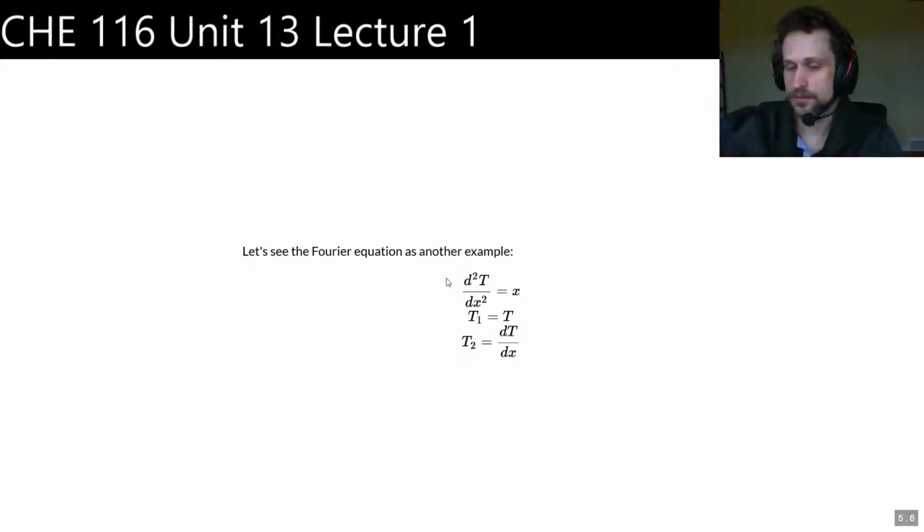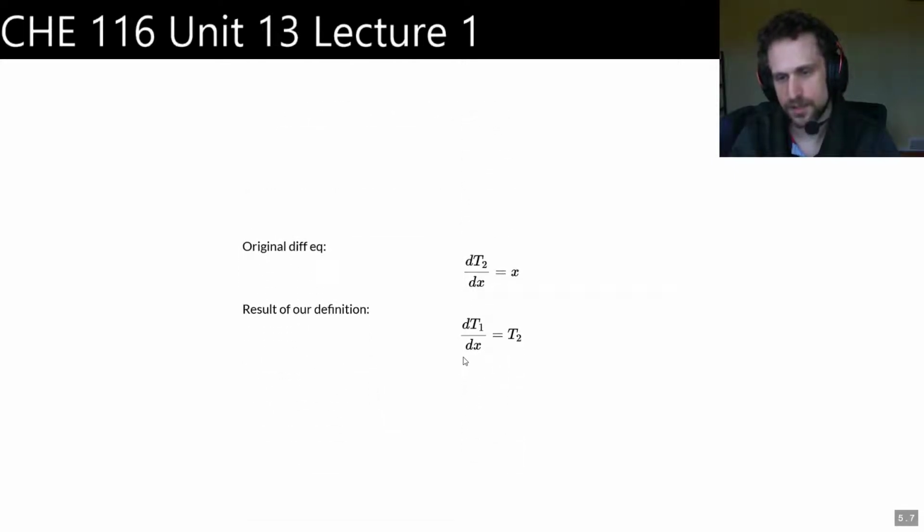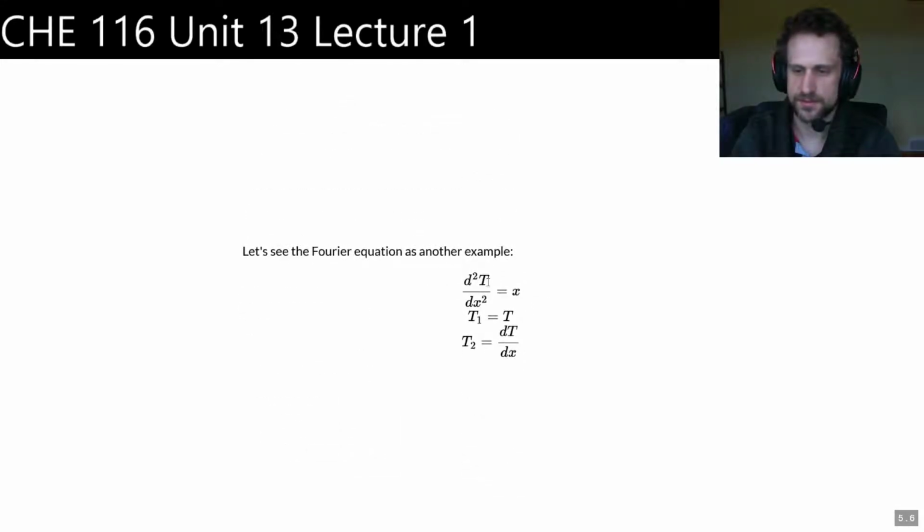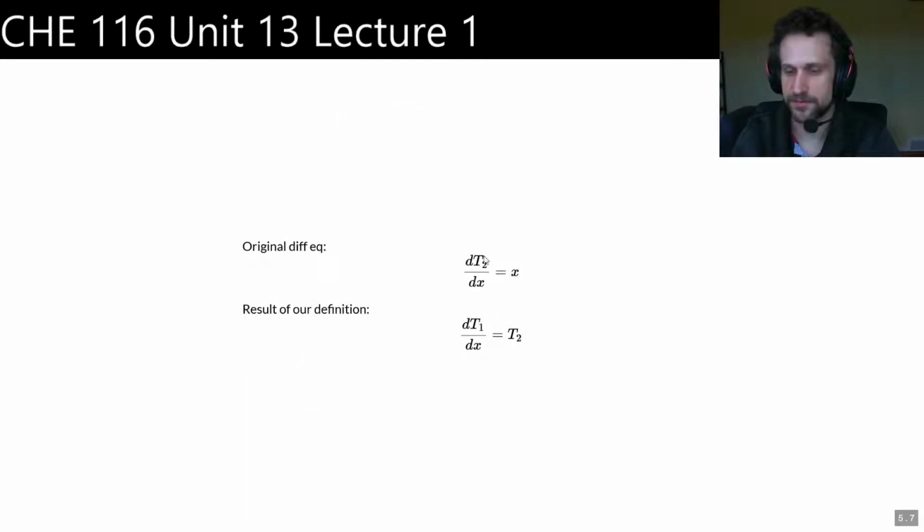So the Fourier problem we had here: the second derivative of temperature with respect to position is equal to position. So again, we add a new dimension, T2, which is going to be the first derivative of temperature. So we have our normal temperature, it's just T1 now, and then we have T2, which is going to be the first derivative of temperature with respect to position. So then our original differential equation now becomes first order. This second derivative now becomes a first derivative of our new dimension, T2. And then because of our definition of what T2 is, we have the second equation. And so now we have our 2 standard form equations that define the ODE.